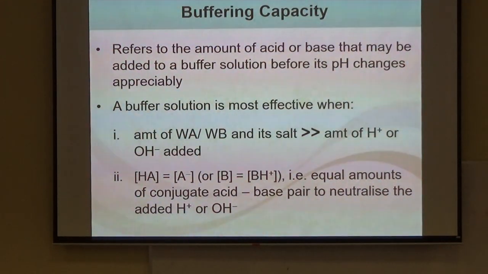Now, when we talk about an effective buffer, we would want to buffer both acid and base. That situation usually occurs when the HA is equal to the A minus, or the base is equal to the salt. Therefore, it's equal amounts.